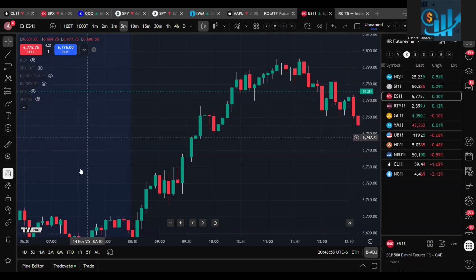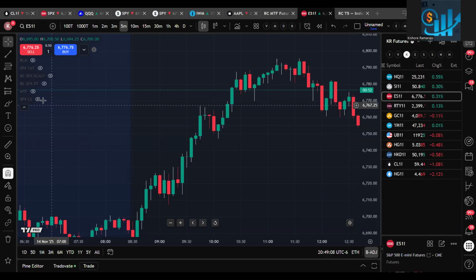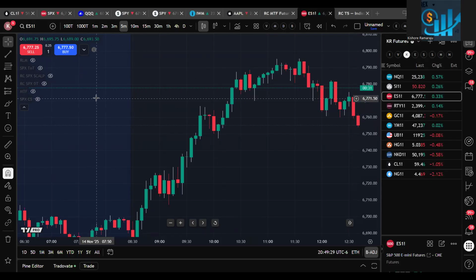SPX credit spread also, if there is no gap up or gap down on SPX, then this is a good indicator to use. If there is a huge gap up or gap down, it is better we ignore the trade on the day. So yeah, that's it. Tomorrow I'll show you in the live session. We'll use all these strategies. RLM we are already using consistently, but SPX tag and turn, SPX scalping, SPX DT, all these ones I'll demonstrate in the live session tomorrow.